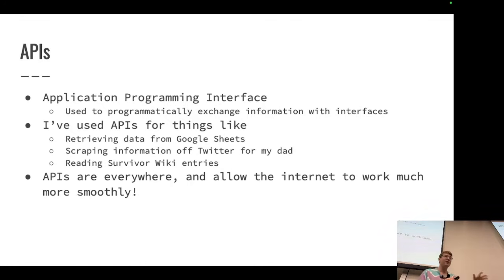APIs are everywhere and they're very handy because they allow the internet to actually work in a smooth way. Much like we have network protocols, we have APIs to allow us to retrieve this information in a way that people can understand and actually work.